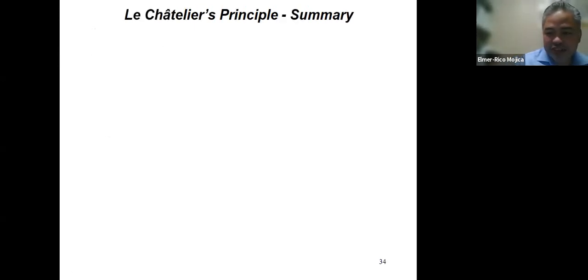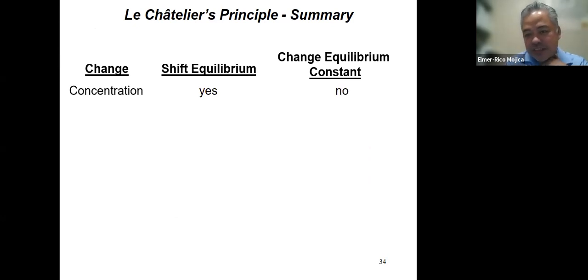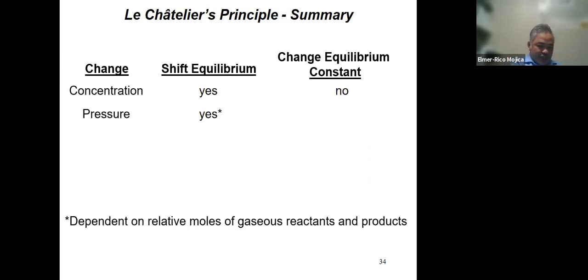And if we summarize this, although this is not yet the end of the chapter, because I want you to apply it when we resume class later on. If we look at the stresses or the changes that we have, concentration would lead to a shift in equilibrium. It will not change the equilibrium constant. Pressure can shift the equilibrium depending on the moles of gaseous products and reactants. If they're both the same on both sides, it will not have any change.